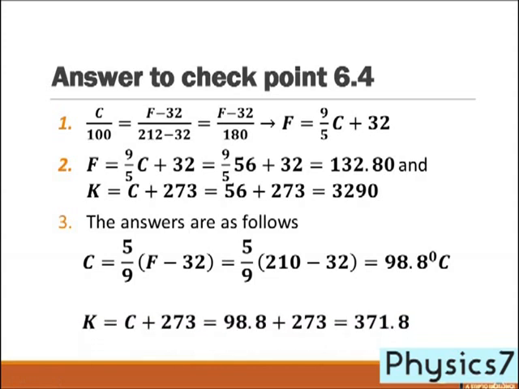And to determine the temperature in Kelvin, we just use the expression that temperature in Kelvin is equal to the temperature in Celsius plus 273. And we know what the temperature is in Celsius. We've just worked that out to be 98.8 degrees Celsius. So the temperature in Kelvin is 98.8 plus 273, and that will give us a value of 371.8 Kelvin.